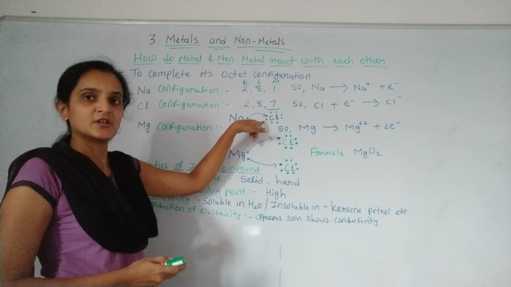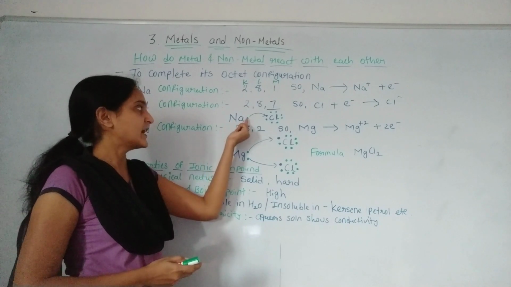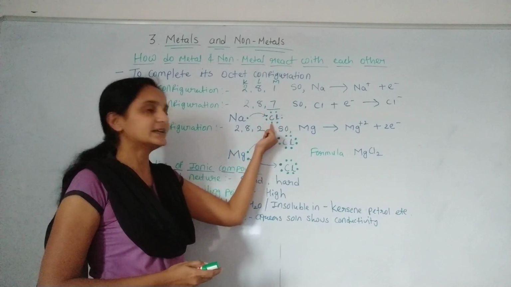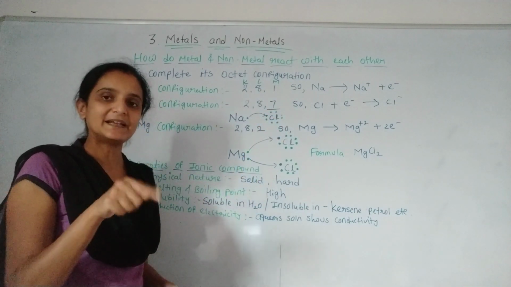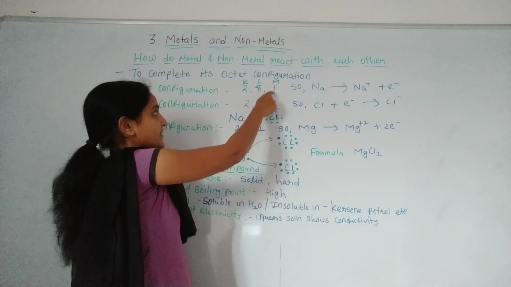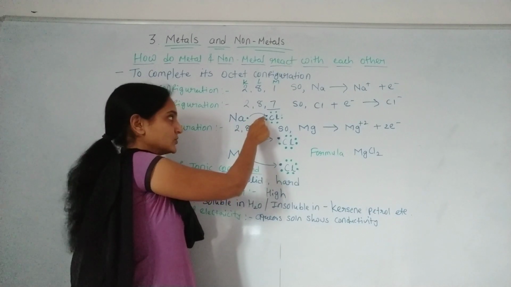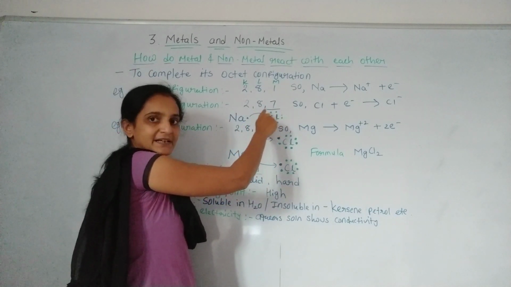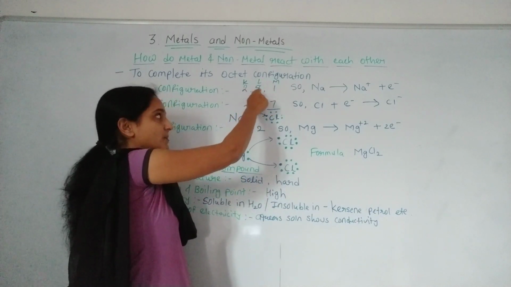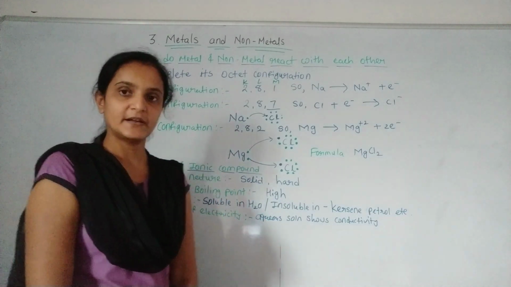Now if you look at the Lewis dot structure, here you can see sodium having 1 electron in its outermost orbital while chlorine has 7 electrons in its outermost orbital. To complete its outermost orbital, chlorine requires 1 electron, and sodium has an extra electron in the M shell. So sodium will donate that 1 electron to chlorine. What happened? Chlorine completes its outermost orbital, and by donating this 1 electron, sodium has also completed its outermost orbital. In this way they form the sodium chloride compound.